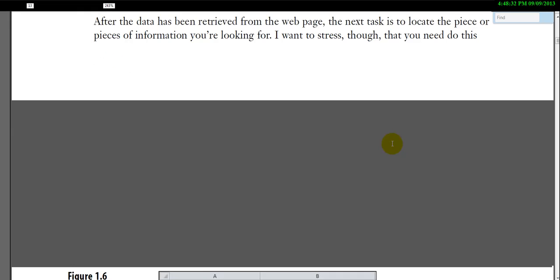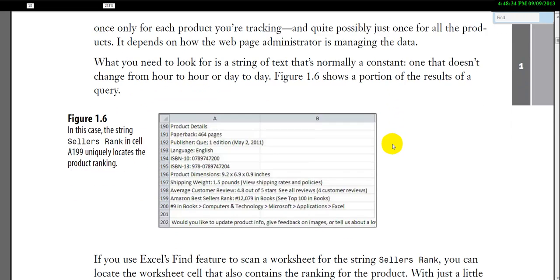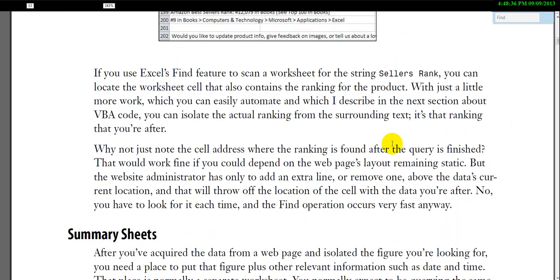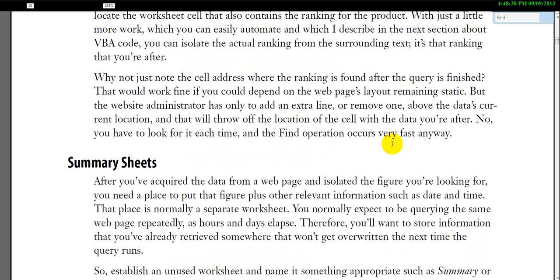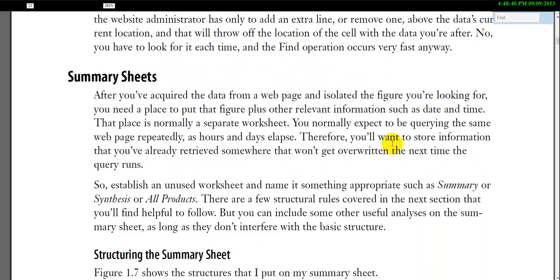Okay, so we said that we're going to need to find the data, but before we do that, we're going to talk about what we talked about before in terms of that array-based formula.